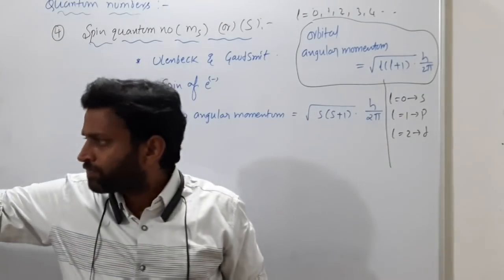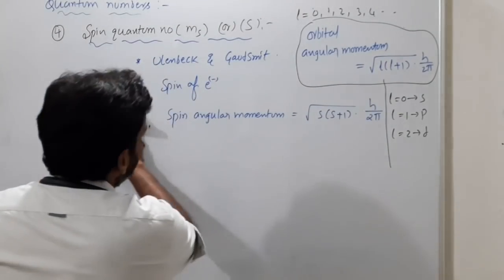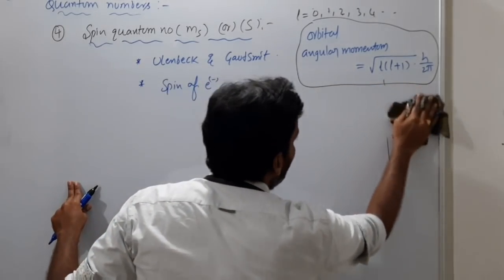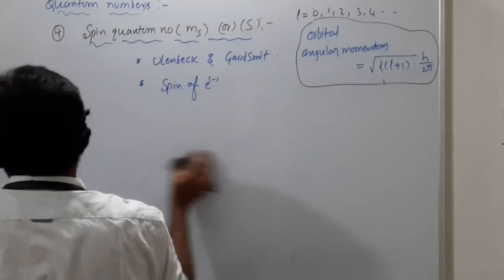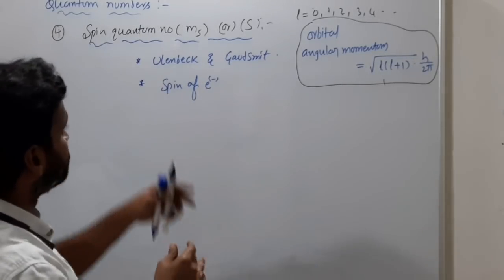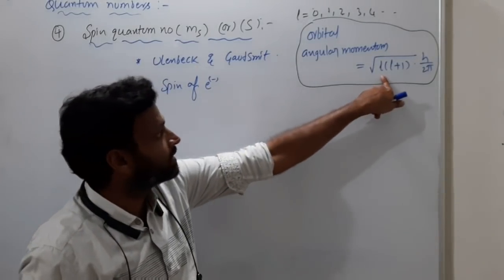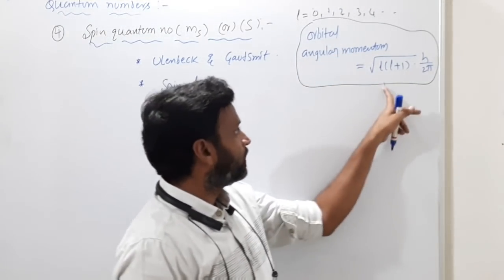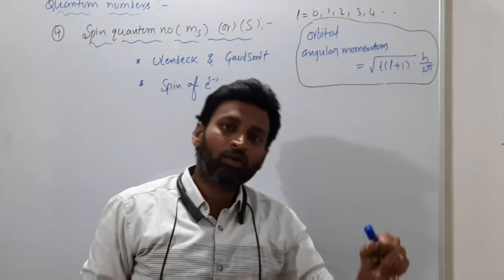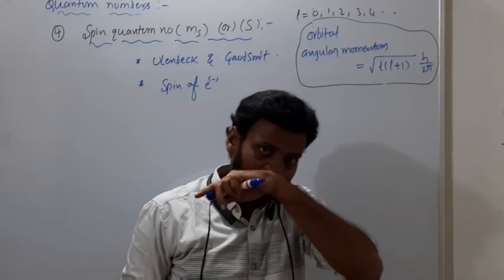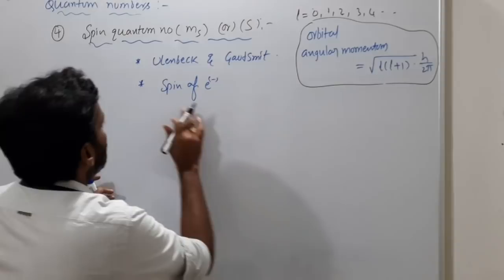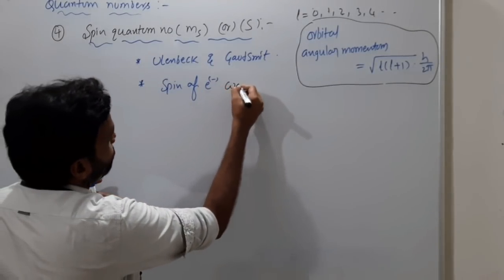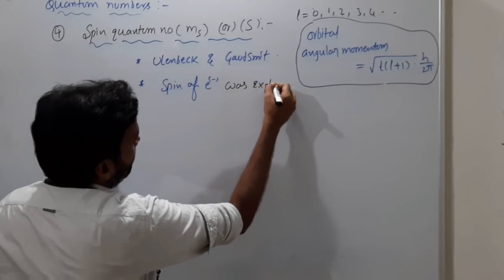And for magnetic momentum, there is a different formula. This is the spin only momentum. Now I'll explain about the spin quantum number. Please remember this orbital angular momentum. How to find the magnetic momentum of the electron, I'll also explain. You have no need to worry about that. So what was explained? The spin quantum number explains the spin of the electron.